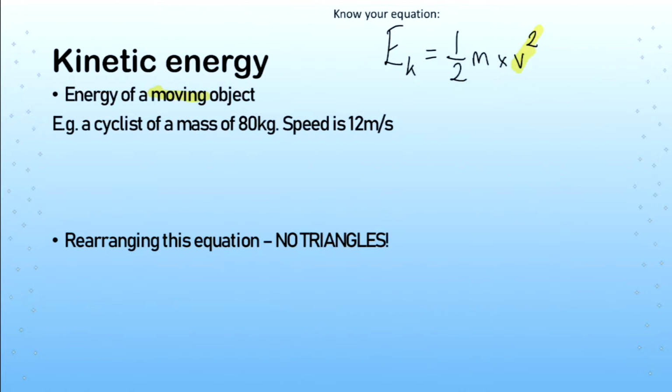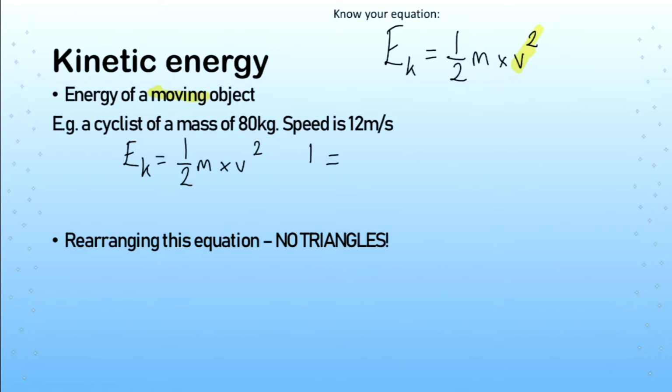An example exam question here is from an AQA paper. A cyclist with a mass of 80 kilograms has a speed of 12 meters per second. Obviously speed here is velocity, same thing in this equation. So if you write out the actual equation you need to use, that's the first mark that you're going to get usually. You write out the equation, then we write it out again, but substituted.